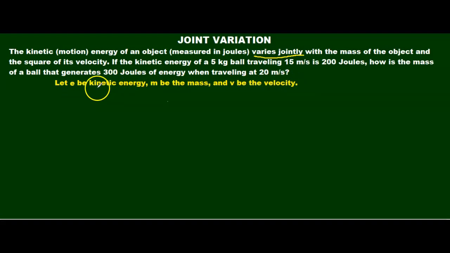I call my kinetic energy E because I don't want to use K, which could be confused with our constant of proportionality. So if I write it in equation form, I can say E equals K, which is our constant of proportionality, times M times V squared. So now we can plug in our unknowns to find our K.